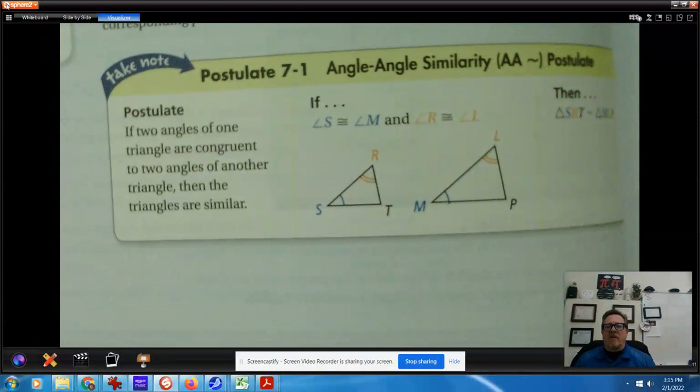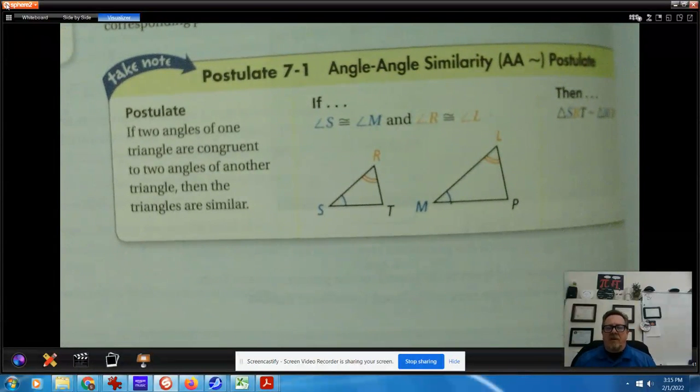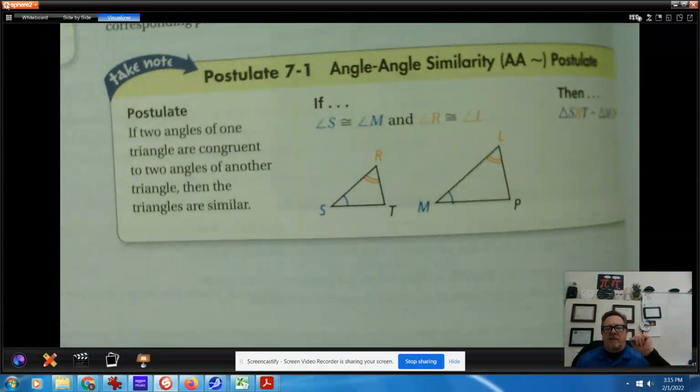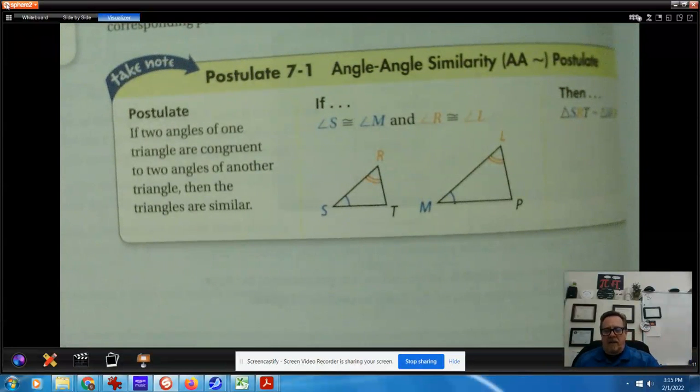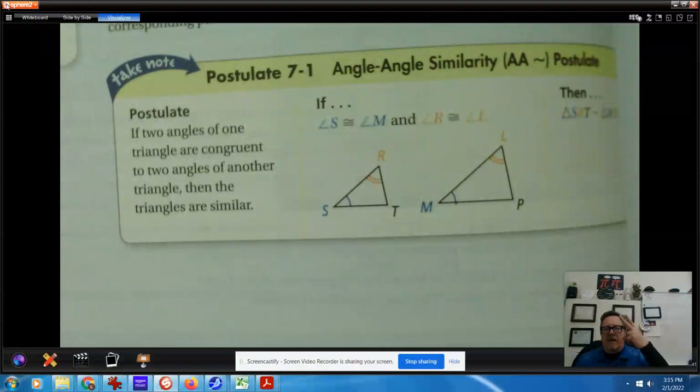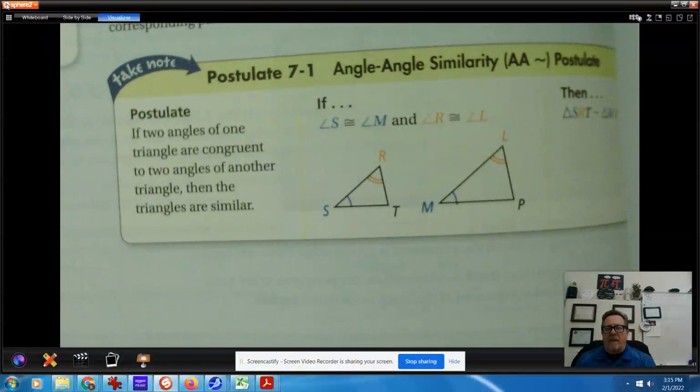And so the first one is really simple. It's sort of related to angle, angle, angle, except we only need two angles. Because if you think about it, all the interior angles when added have to be 180. So if we know what two of them are, then the third one we would know as well, right? And that reasoning sort of goes along with angle, angle.